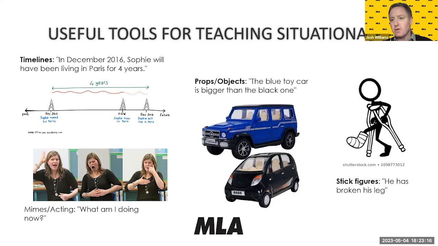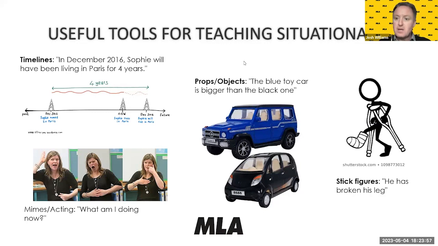Mimes and acting, I'm sure everyone's done mimes, and those sort of things, great for vocabulary, also good for time, if we're talking tenses, things like that. Props and objects. I'm sure you use pictures, but objects are great too. If we have two toy cars, the blue toy car is bigger than the black one. You could take two animals. I often get two students to choose an animal independently and put them together, and they've got to come up with all the differences between those animals so that they can do some comparatives.